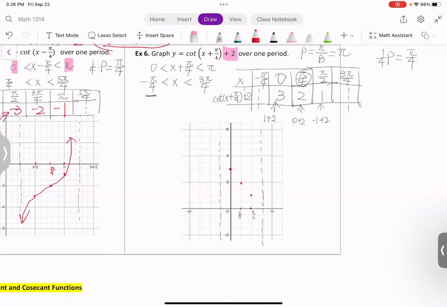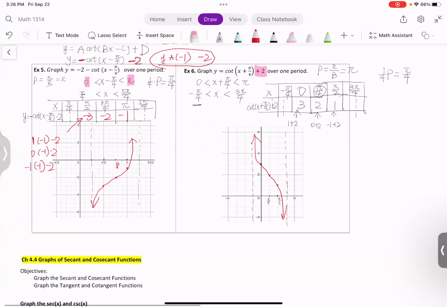Okay, so I have three key points. Connect them with a smooth line. This is the graph of the cotangent x plus pi over 4 plus 2. All right, we have done for the 4.3.